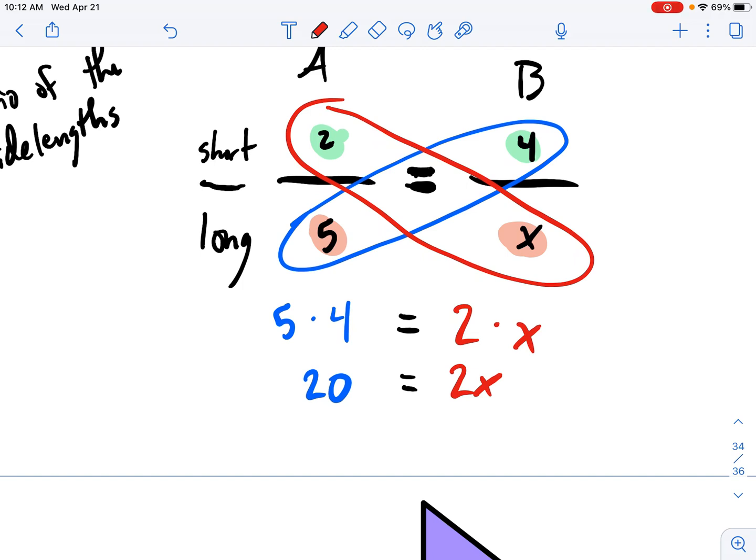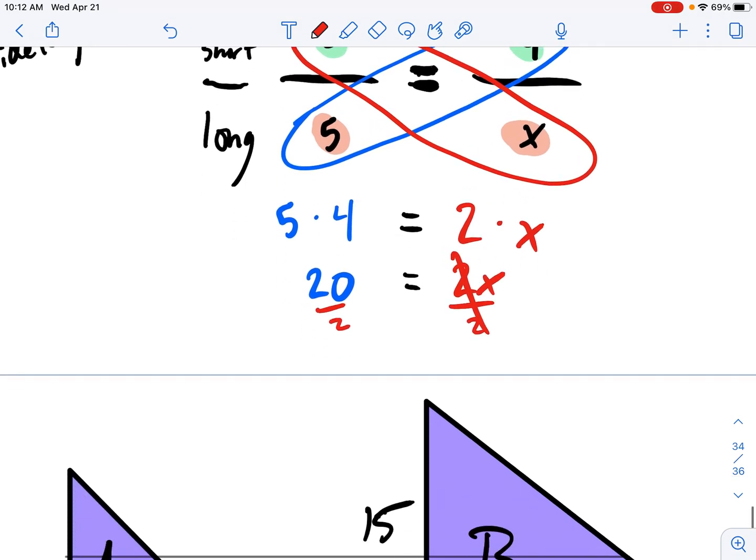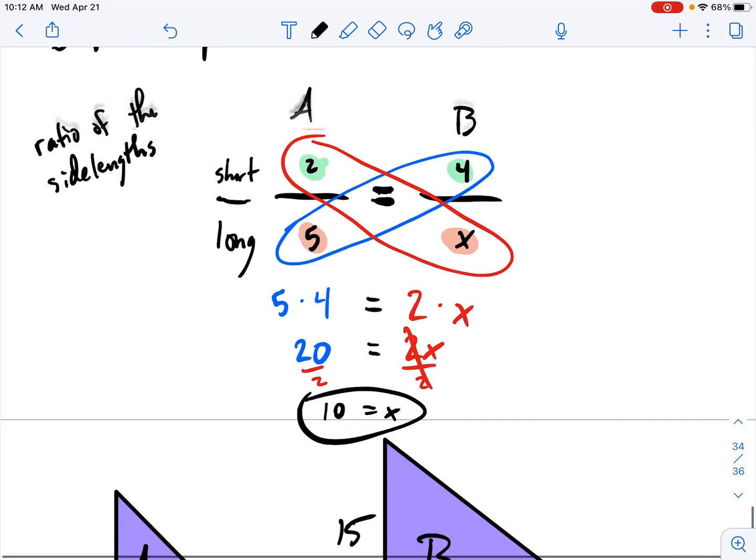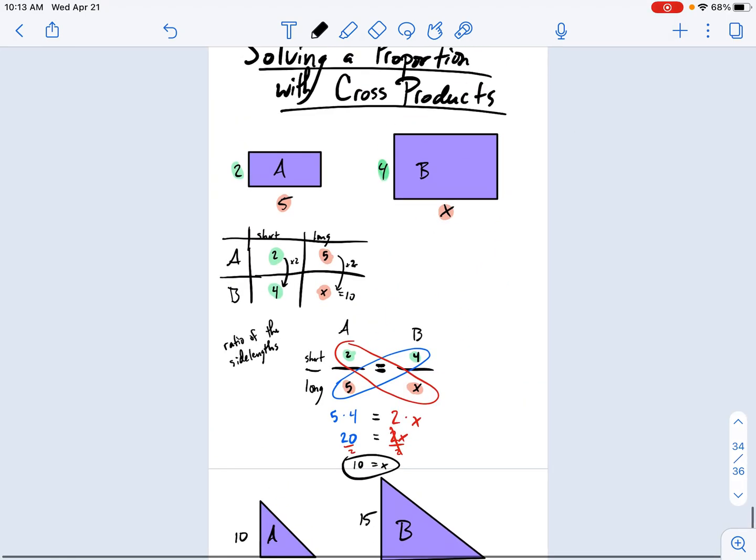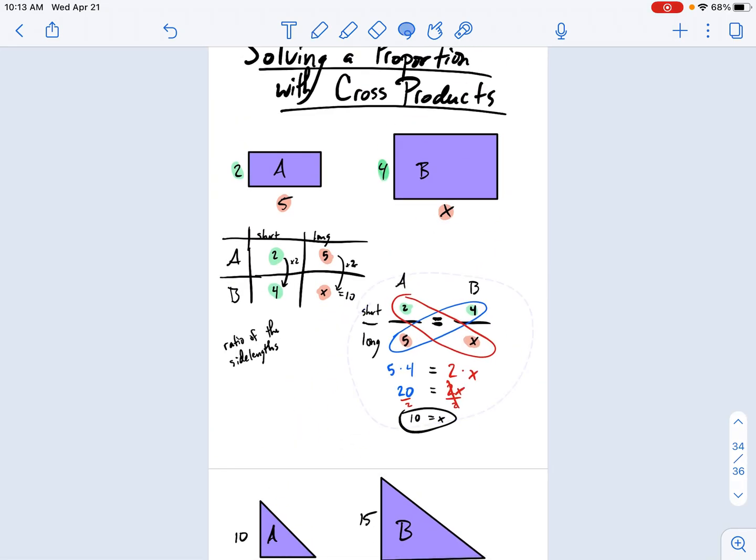2 times x, what's the opposite of multiplying by 2? Dividing by 2. So these cancel out. 20 divided by 2 is 10, and that equals x, okay? So that is actually how you solve this using proportions.